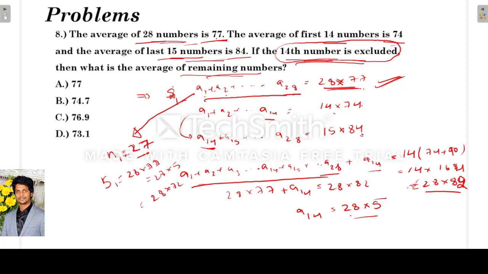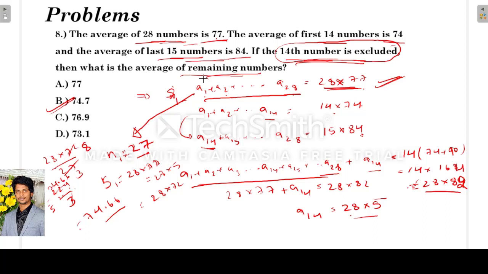So then the new average will be S1 by N1. So 28 into 72 by 27. 28 into 8 is 224, so 224 by 3. Three sevens are 21, 1 carry; three fours are 12. So 74.66 will be the new average, which is 74.7 approximately.